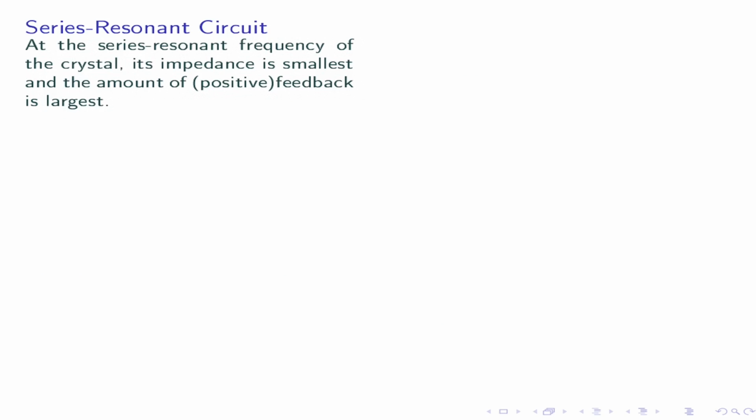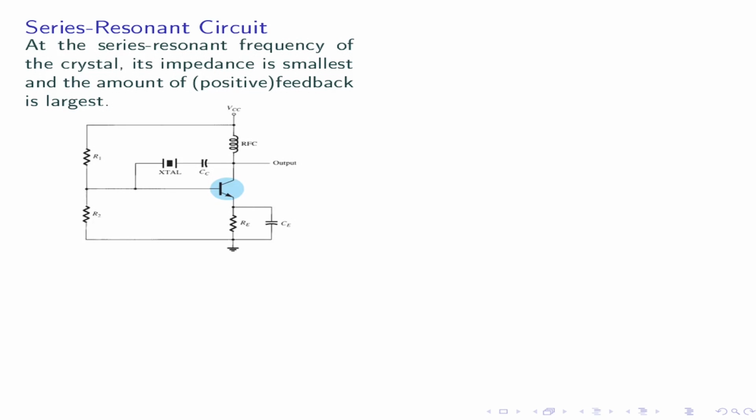Series resonant circuit. At the series resonant frequency of the crystal, its impedance is smallest and the amount of feedback is largest. Thus, the crystal is connected between the collector and base of the transistor. Series resonant frequency Fs is 1 by 2 pi root LC.